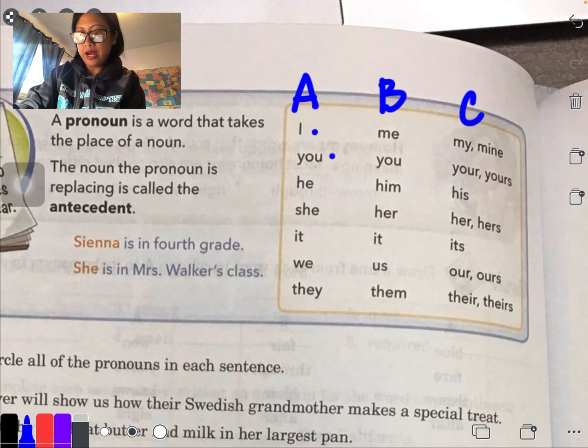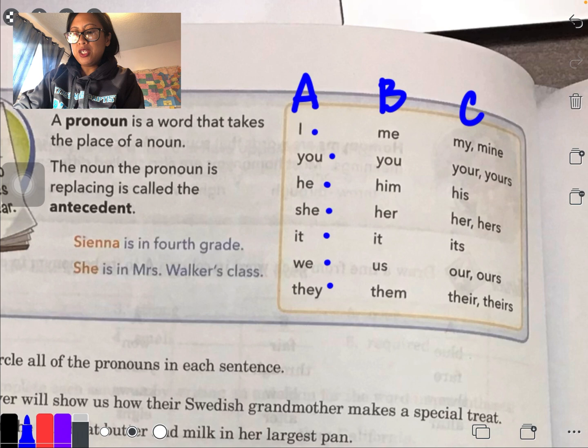So I'm going to start with I, you, she, he, it, we, they, me, you, him, her, it, us, them, my, mine, your, yours, his, her, hers, it's our, ours, their, and theirs.